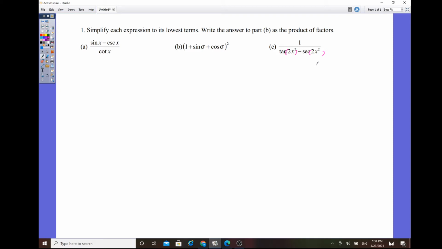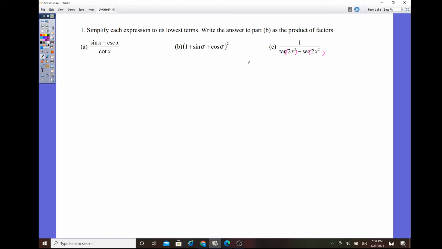And for those of you wondering, can we apply the Pythagorean identity? You've got to be careful. This one, it's not the quadratic. It's not tangent squared or secant squared. It's tangent of the quantity 2 times x squared, secant of the quantity 2 times x squared. So there's no way you can apply the Pythagorean identity. So now let's just put it this way.